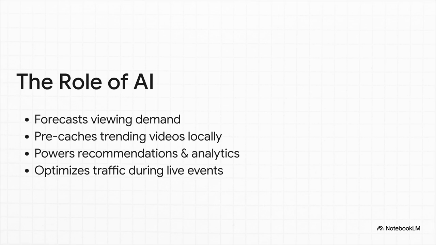AI models forecast which videos are about to go viral, and then they proactively move those files to the local servers we talked about before everyone even starts clicking. It's the brain behind your recommendations, and when there's a huge live event happening, AI is what's intelligently routing all that traffic around the globe to make sure the entire system stays up and running.